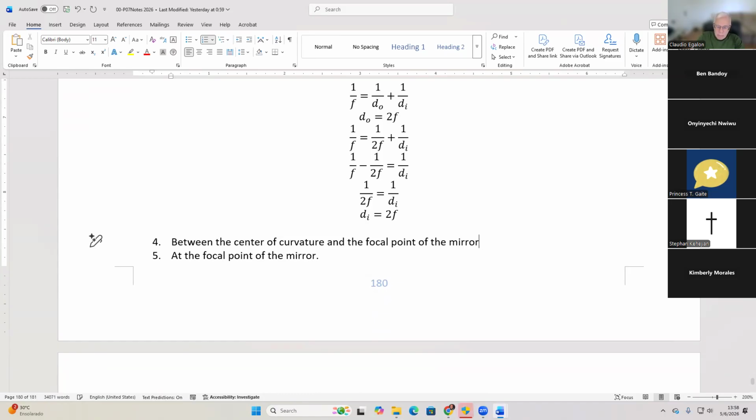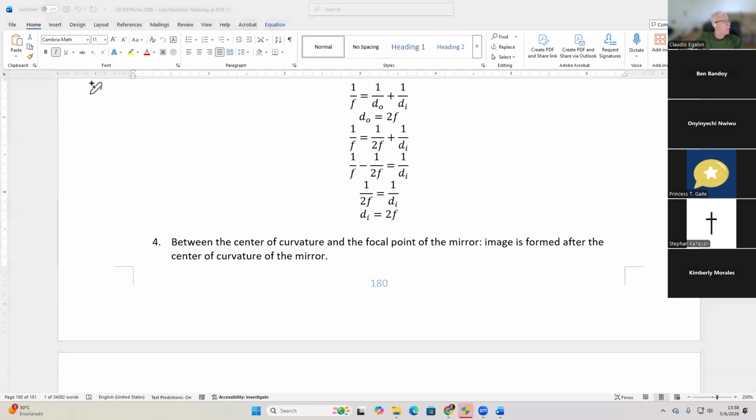Okay, between the center of curvature and the focal point of the mirror, the image is formed after the center of curvature of the mirror. And then again, you can verify that. It's a little bit lengthy, okay, but you can find that out from the equation.